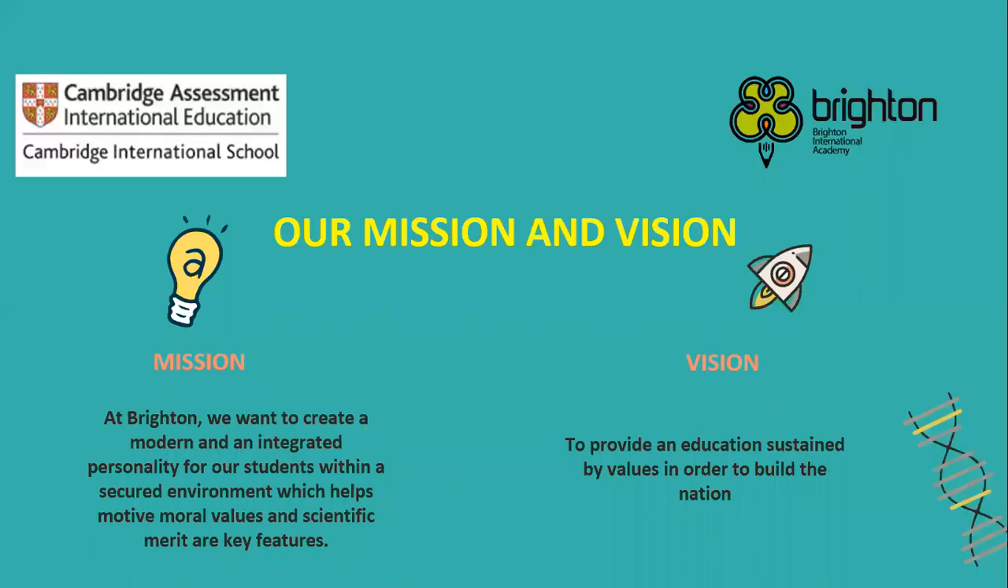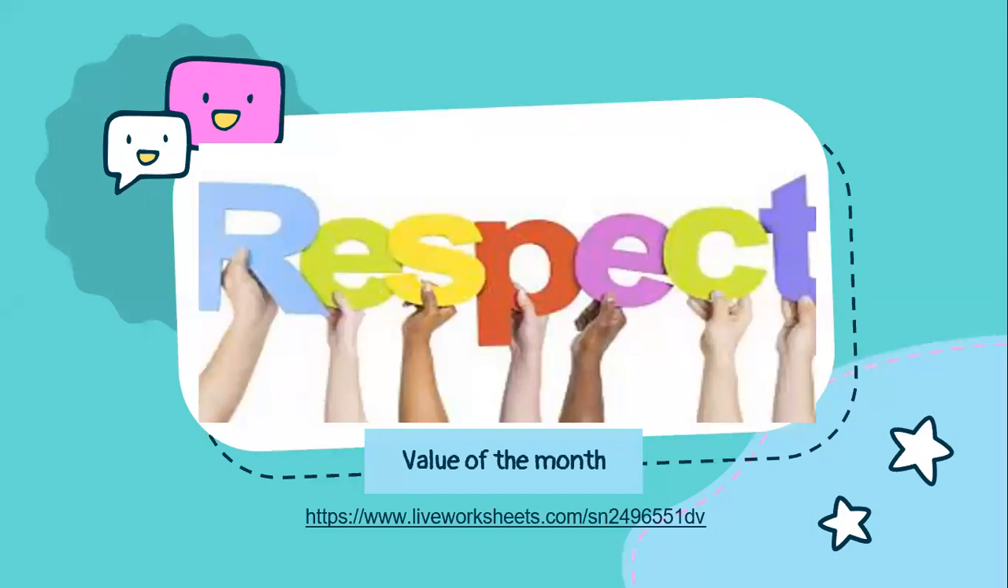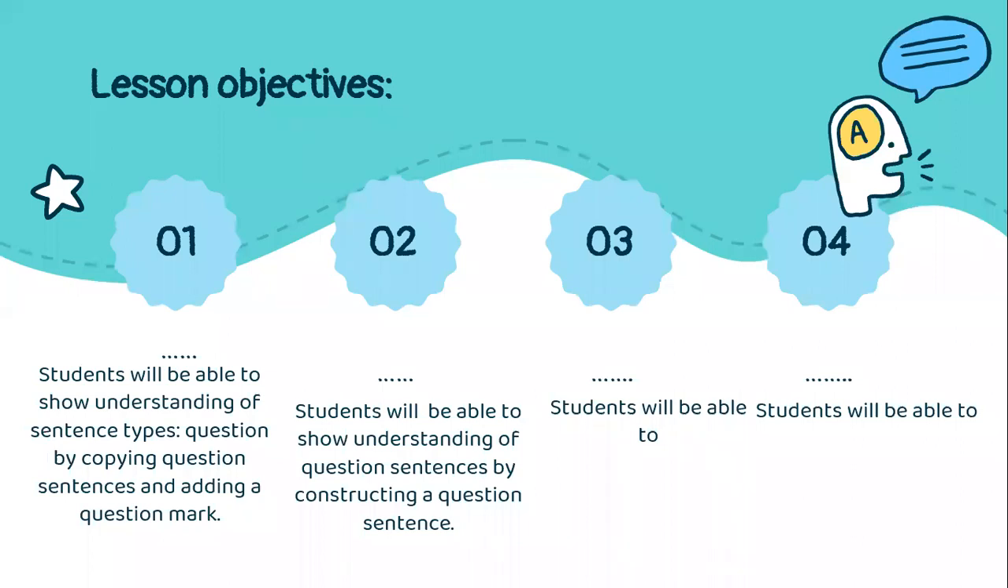So this is our mission and vision here at Brighton, and the value for the month still remains respect. For today's lesson objectives, you will be able to show understanding of sentence types, question, by copying question sentences and adding a question mark. You're going to copy some question sentences and then add a question mark to them. Again, you will show understanding of question sentences by constructing a question sentence. So you are going to come up with a question sentence.